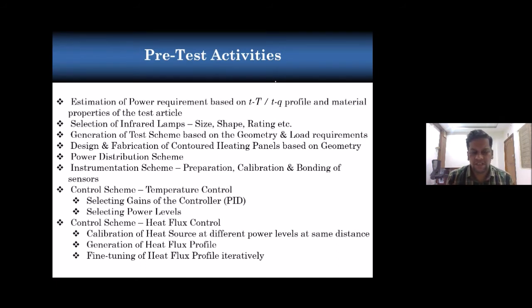Now these are the pre-test activities. I have already estimated the power requirement based on the given time flux profile data, and I have to finalize the size and shape of the IR lamps.